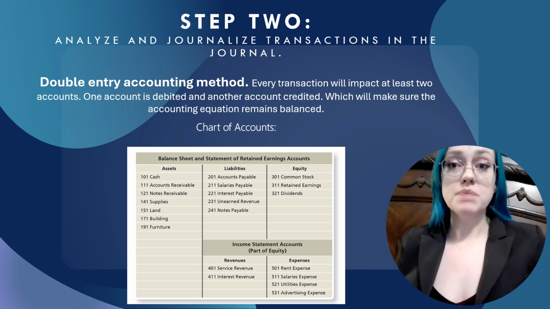We do this by using a double entry accounting method. Every transaction will impact at least 2 accounts. One account is debited and the other account is credited, which will make sure the accounting equation remains balanced. We will need to create a chart of accounts. Companies need a way to organize their accounts. A chart of accounts lists all of the company's accounts along with the account numbers.